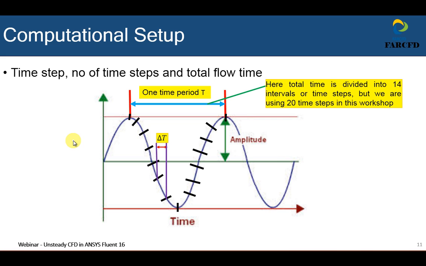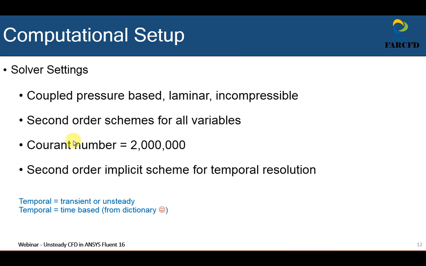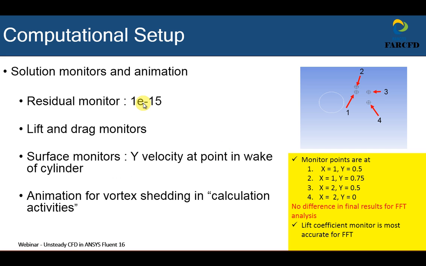We have selected an incompressible and laminar formulation of RANS. A coupled, pressure-based solver is used for more accuracy and faster convergence. Second-order accurate schemes are used for all flow parameters. The second-order implicit option is used for resolving time effects for higher accuracy. Please try one case with a first-order scheme to see the effects. Courant number is set to 2 million to speed up the convergence. Residuals are set to 1 to the power -15.